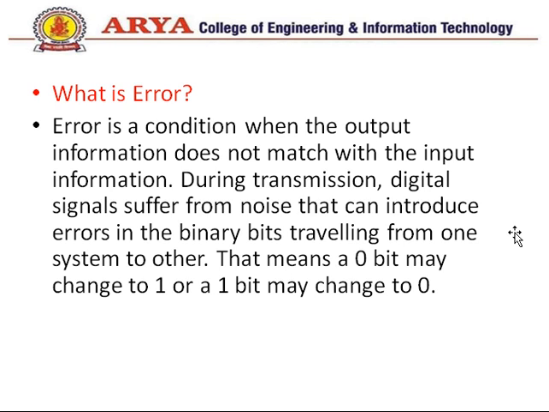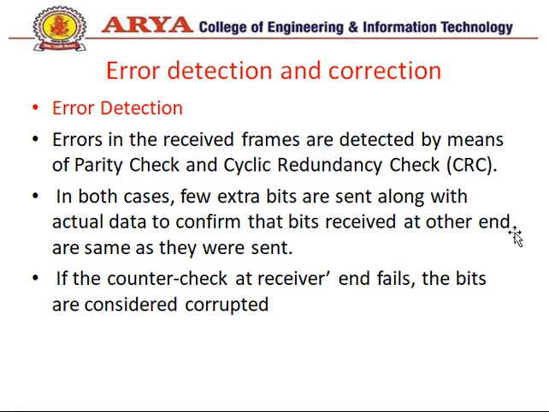During transmission, digital signals suffer from noise that can introduce error in the binary bits traveling from one system to another. That means a 0 bit may change to 1, or a 1 may change to 0. So what is an error? Changing of 1 to 0 and 0 to 1, right?